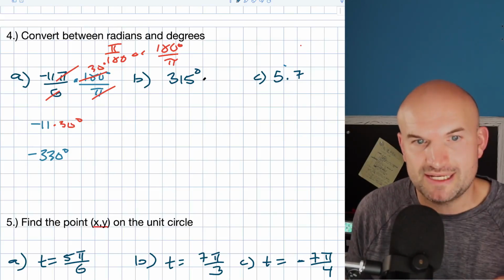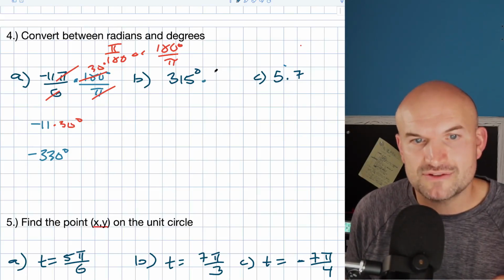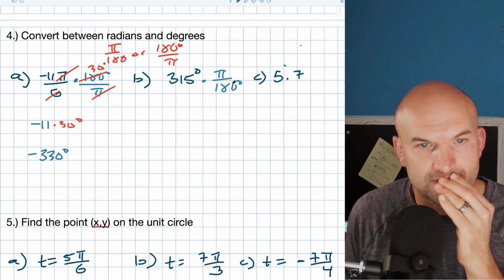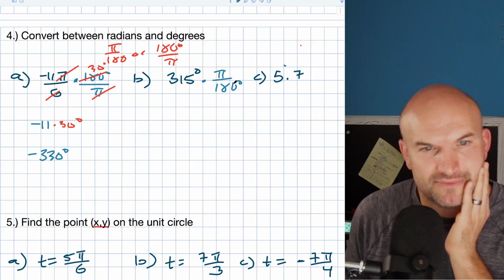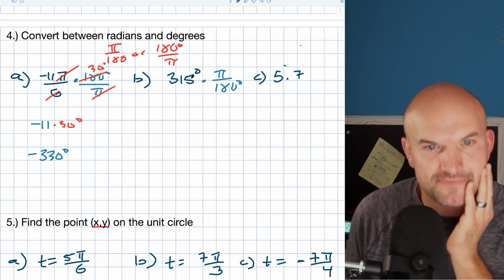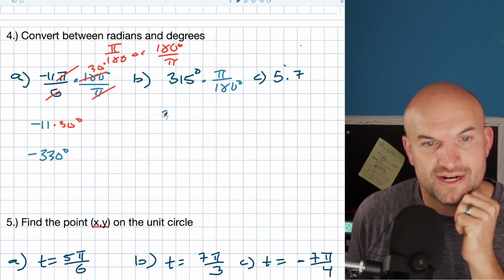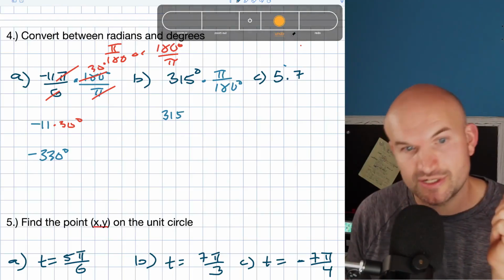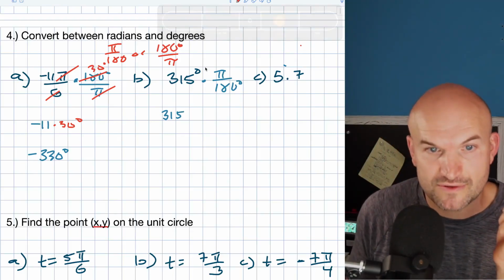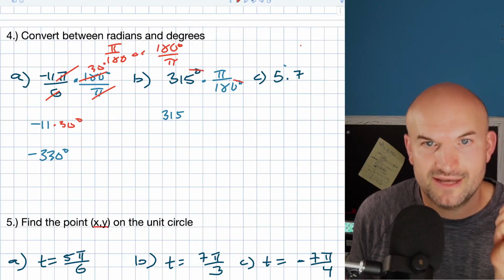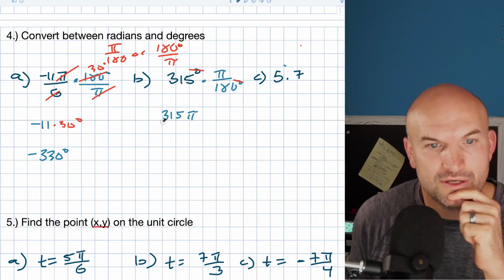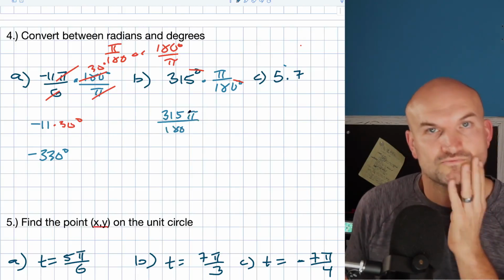Now, what about if I want to go from degrees to radians? Well, we're going to do the exact same idea, but we're just going to flip it. So now it's going to be pi over 180 degrees. So now I have this fraction, right? I have 315 degrees, and the degrees are going to divide out. So let's actually divide those out. That's the whole purpose of this. Okay. So now I have 315 pi over 180.